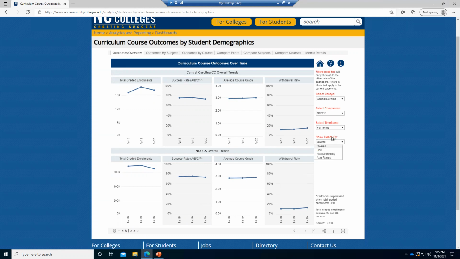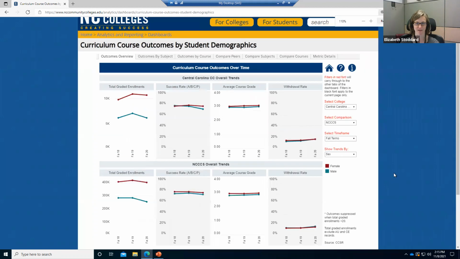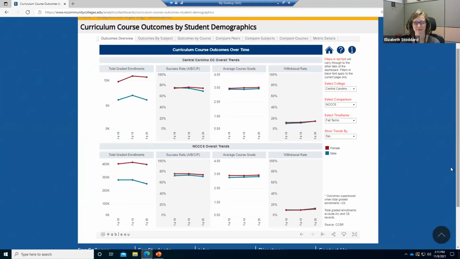And then this last filter is show trends by, and this is where we can start digging down into our student demographic. So instead of showing trends overall, which is what we're seeing, just overall enrollment success, I'm going to say show trends by sex. And this is going to disaggregate my data here by female and male. Let me see if I can zoom in a little bit. Sometimes that distorts the view, so I don't want to zoom in too much, but hopefully that made it a little bit easier for you to see.